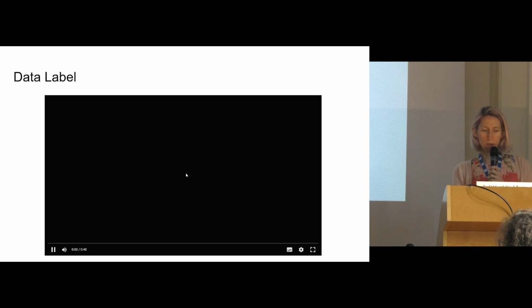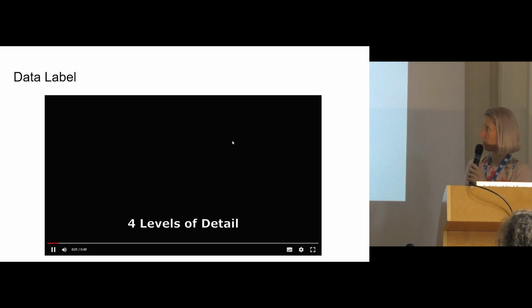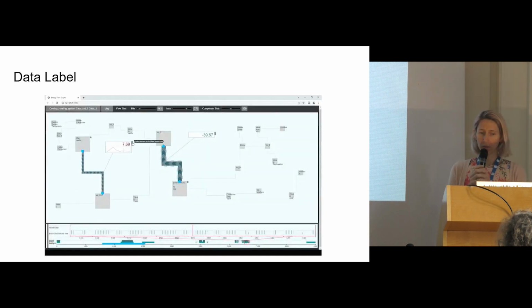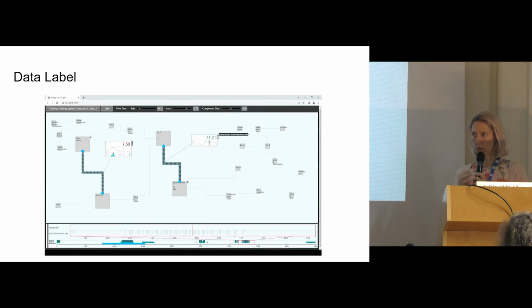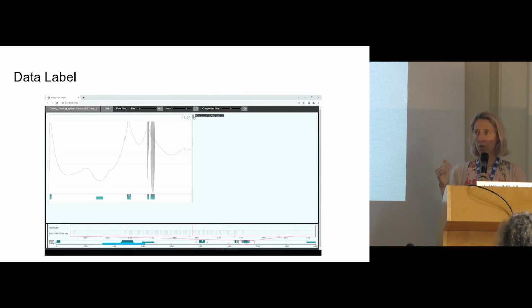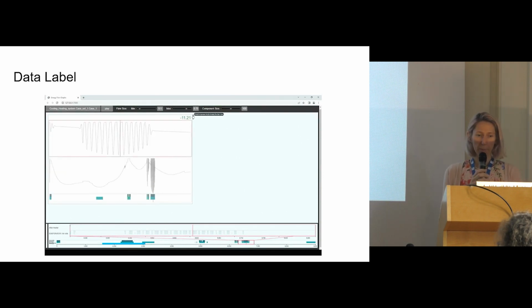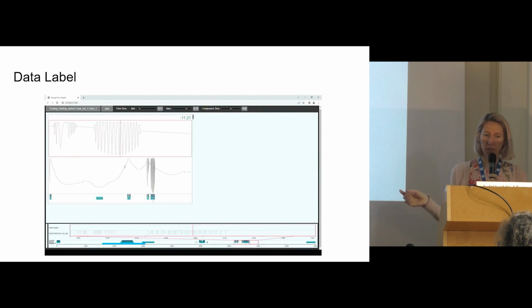The data label, you can set the level of detail which you want, so you can increase it, you can decrease it, and you can also select the big view, or the details view. And here you can also choose the level of detail you want to have depicted. And if we move the timeline or change the zoom window, you can also see the reference in the data label.